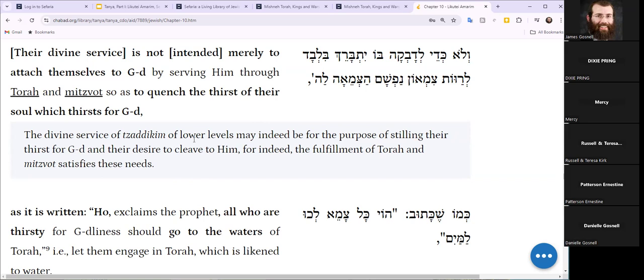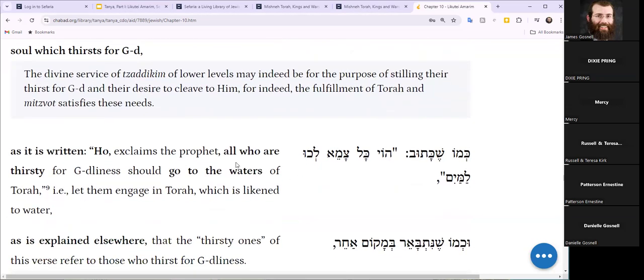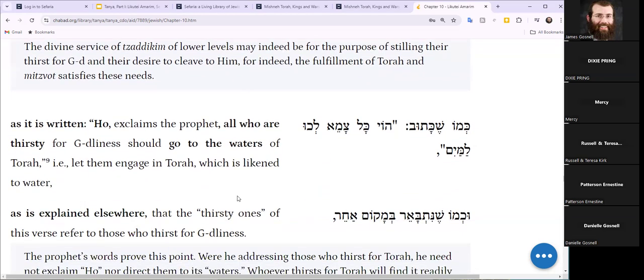The divine service of tzaddikim of lower levels may indeed be for the purpose of stilling their thirst for God and their desire to cleave to him. For indeed, the fulfillment of Torah and mitzvot satisfy these needs. As it is written, Ho exclaimed, I've never heard that. Ho, exclaims the prophet, all who are thirsty for godliness shall go to the waters of Torah, i.e., let them engage in Torah, which is likened to water.